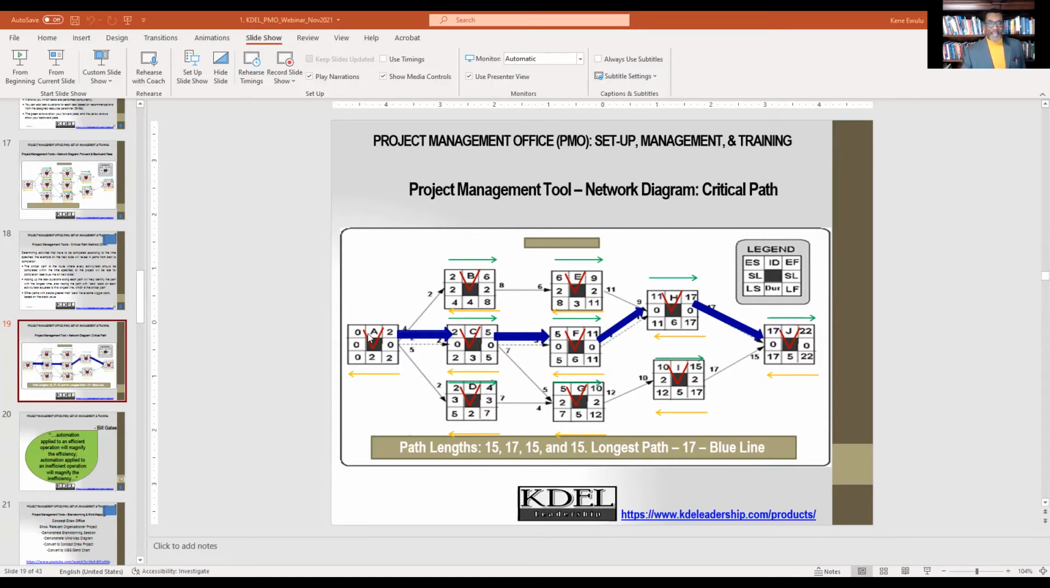And there are 4 paths here. A, B, E, H, J is one path. A, C, F, H, J is another path. A, C, G, I, J is another path. And the last path is A, D, G, I, J. These are 4 paths. If you add up the durations of each of them, you find the one with the longest path. And again, the one with the longest path is 17, which falls along this blue line as well. So these are the critical paths, and the activities that fall along that line are called critical path activities.